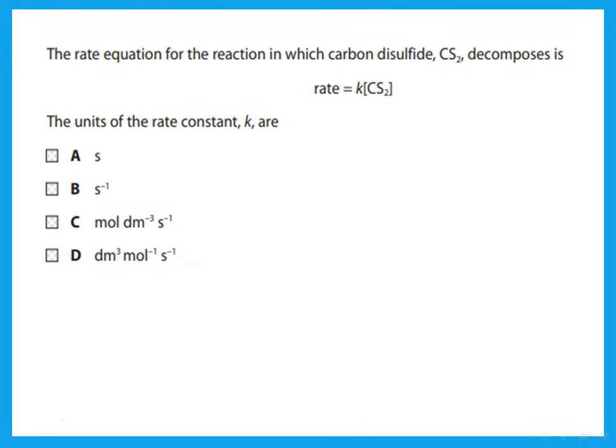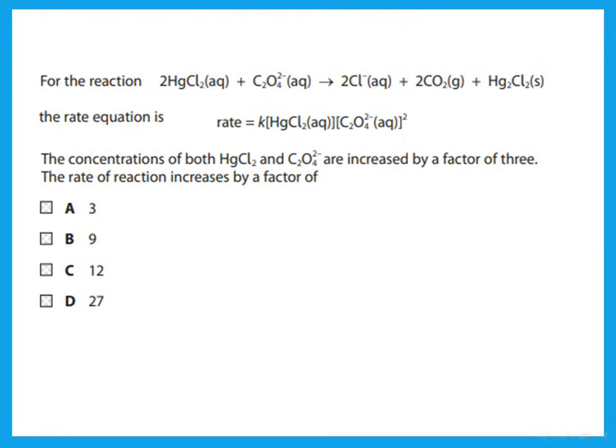Okay. So this is a question. The rate equation for a reaction in which carbon disulfide decomposes is this. What are the units of K? You have to remember that to get the units of K from the rate law that we have, K is rate over concentration. Rate is mole per decimeter cube per second. Concentration is mole per decimeter cubed, and that's down there. So the final one, after canceling what is up and down, I get seconds to the minus 1.